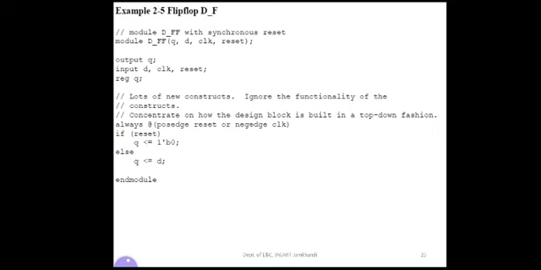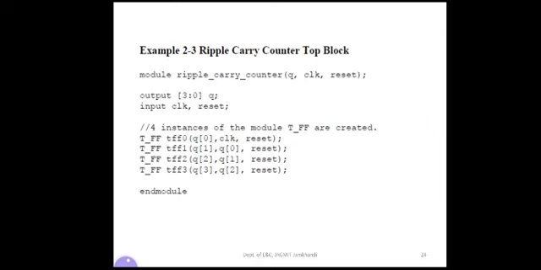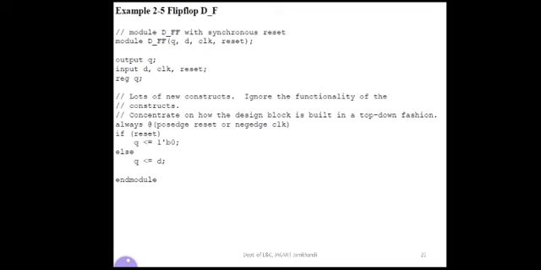Next, we have to create the T flip-flop also. We have discussed the T flip-flop in the previous class. That is, one T flip-flop with Q, clock and reset. Again the declarations have to be done, output, input and wire, and the D flip-flop has to be instantiated.